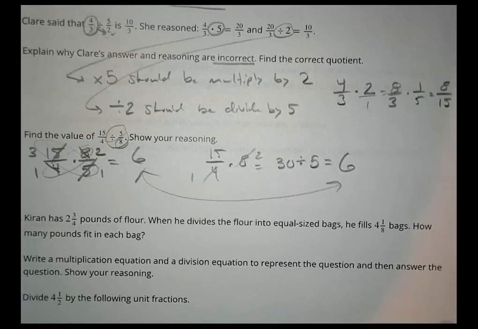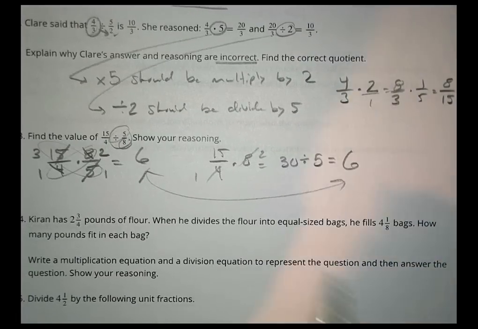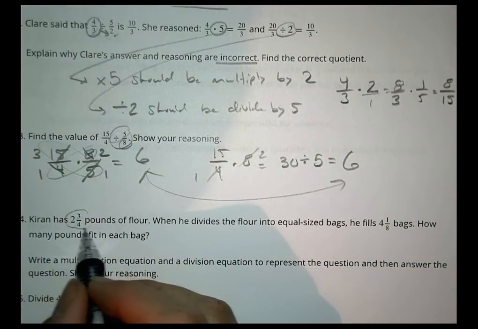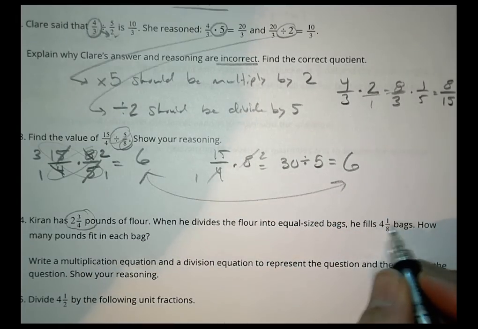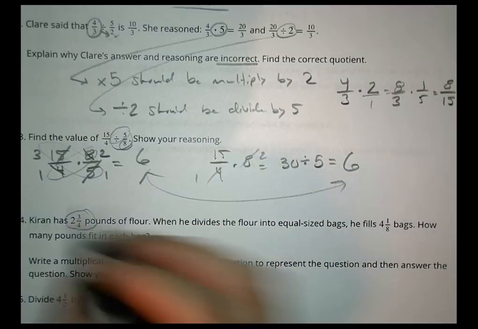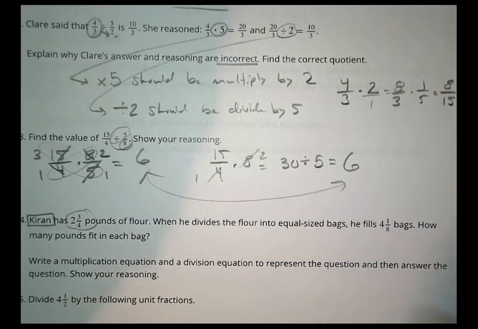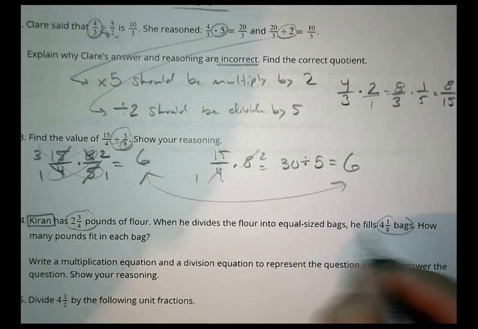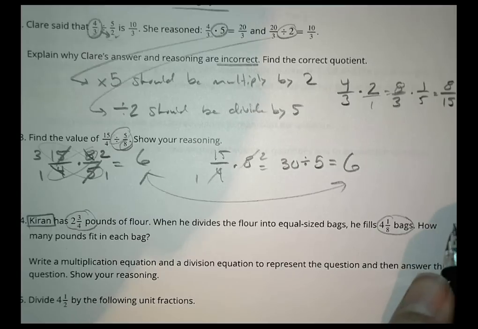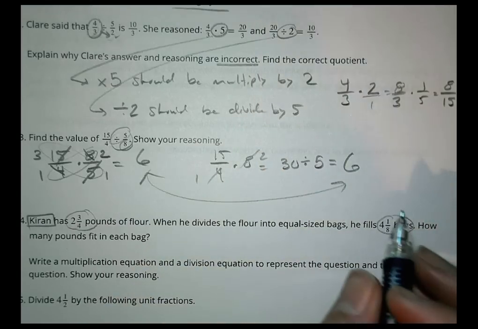Okay. Next one, here we go. It says Kieran has 2 3/4 pounds of flour. When he divides the flour into equal-sized bags, he fills 4 1/8 bags. I always say she, so this is a guy, I always forget. So he divides them in equal bags and fills 4 1/8 bags. How many pounds fit in each bag?